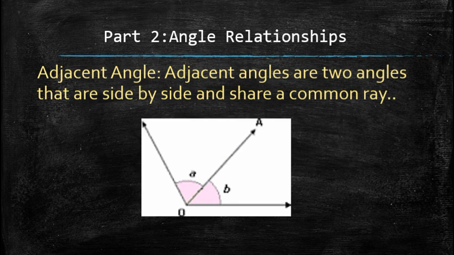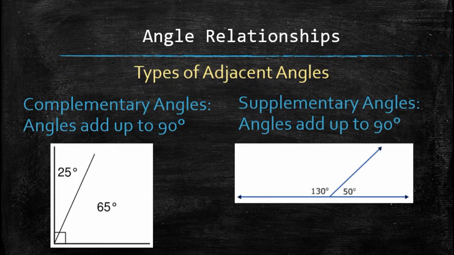Okay, so part 2 is angle relationships. Adjacent angles are two angles that are side by side and share a common ray. You can see here that there are two angles there, but they share this ray and they're right next to each other. They're side by side, and they actually share the vertex too. See, vertex O.